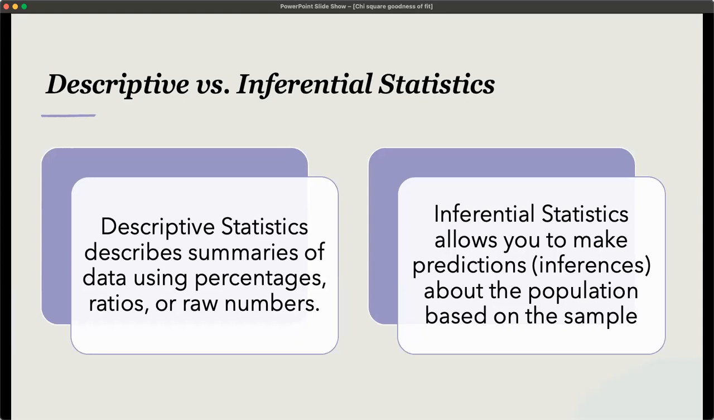Inferential statistics, on the other hand, allows you to make predictions or inferences about the population based on the sample. So if we have a Likert scale and we use inferential statistics to analyze it, in this case, we can make an inference that whatever the sample is responding would be true for the population that the sample represents.